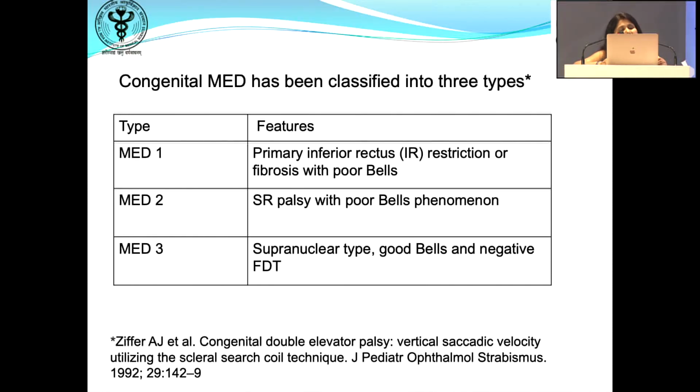We have three types of congenital MED. Type 1, where you have a primary inferior rectus restriction associated with poor Bell's. Type 2, where it's primarily an SR palsy and Bell's may still be poor. And type 3, where you have a supranuclear type with good Bell's and negative force reduction test for inferior rectus.